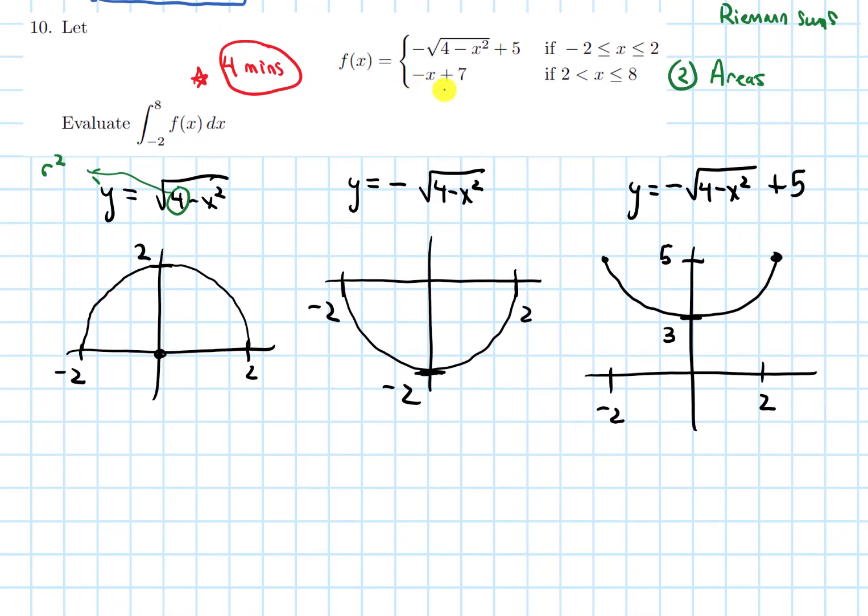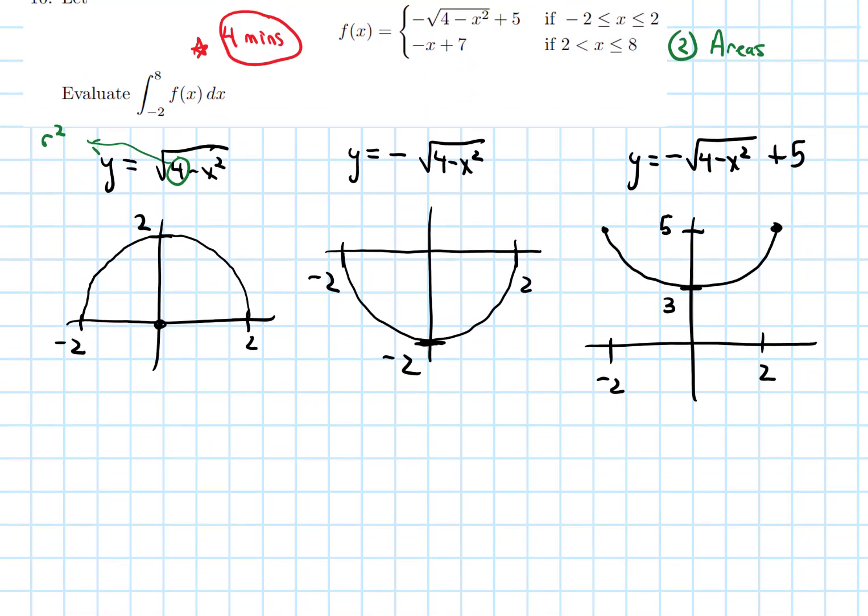All right, the other piece, the negative x plus 7, I know that that is linear, so that's going to be easier to draw. Let's put it all together. Let's draw y equals f of x.